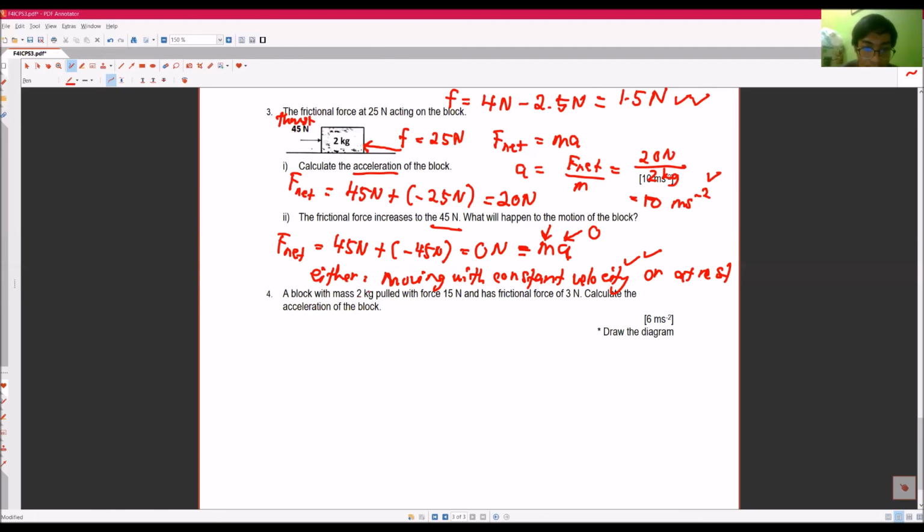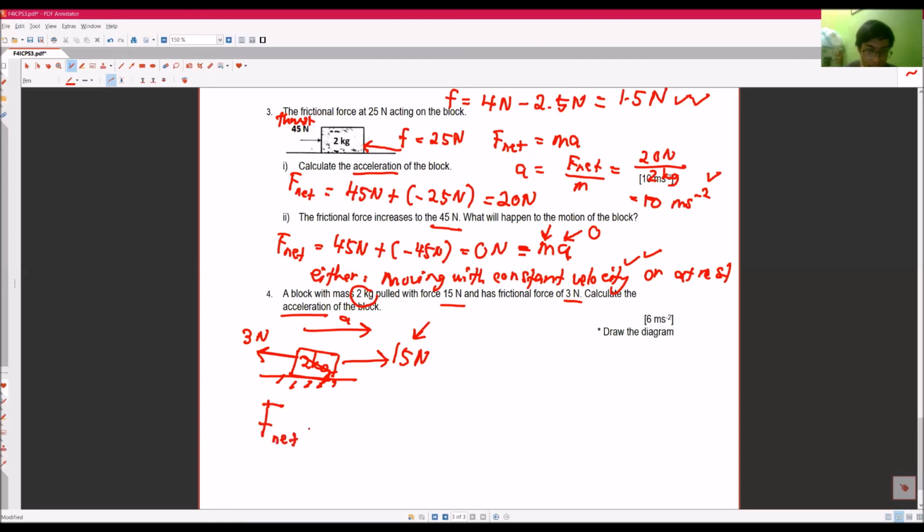A block with mass 2 kg pulled with force 15 Newton and has frictional force 3 Newton. Calculate the acceleration of the block. Okay, so when we draw the diagram here, the block has mass 2 kg, and then pulled with force 15 Newton, frictional force 3 Newton. Okay, so what is the acceleration? The acceleration should be in this direction because this has a larger force. It contributes towards the net force. So first we calculate the net force, 15 Newton plus minus 3 Newton. And we got 15 minus 3, 12 Newton.